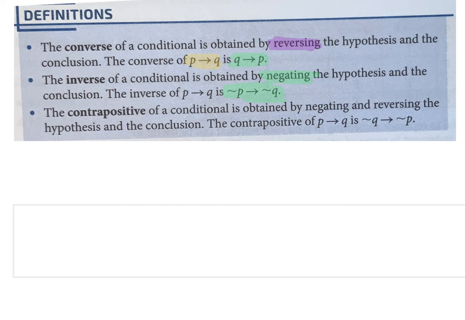And then the last one is the contrapositive. This is formed by negating and reversing the hypothesis and the conclusion. So your notation here is you reverse the order and you put the negation marks in front of them. All right? So those are three statements that you can get from the conditional.